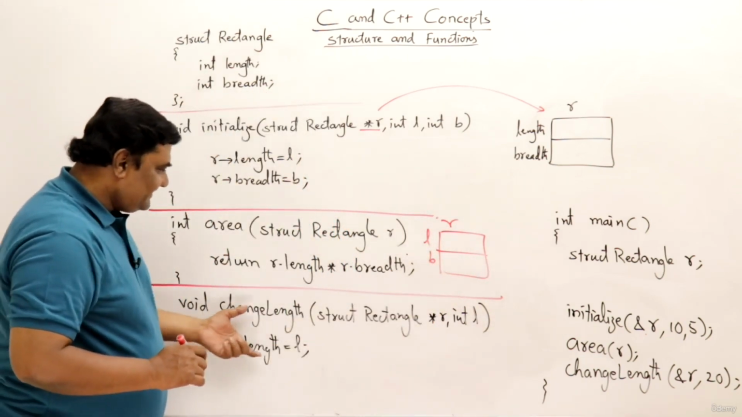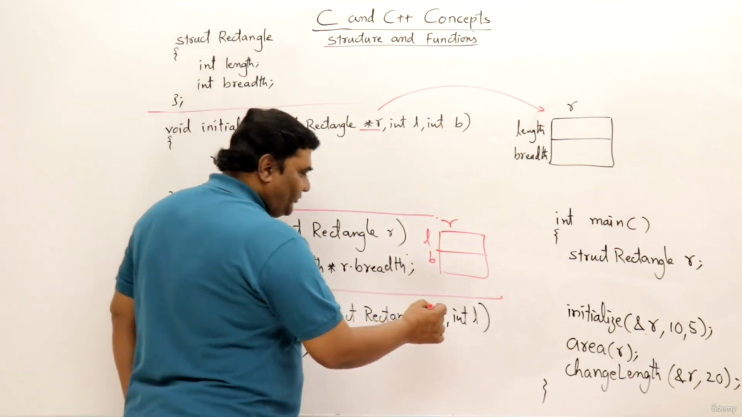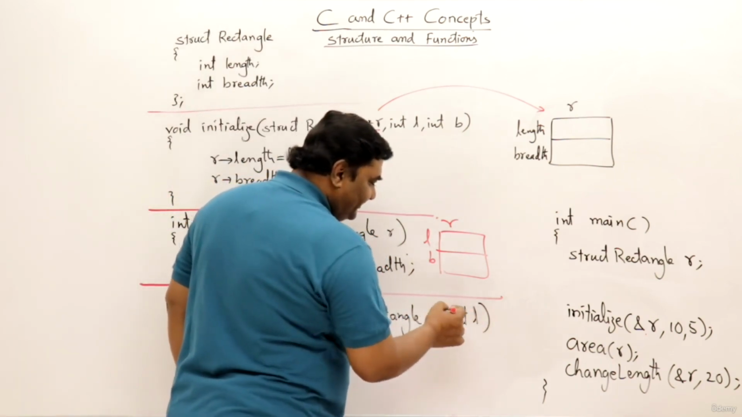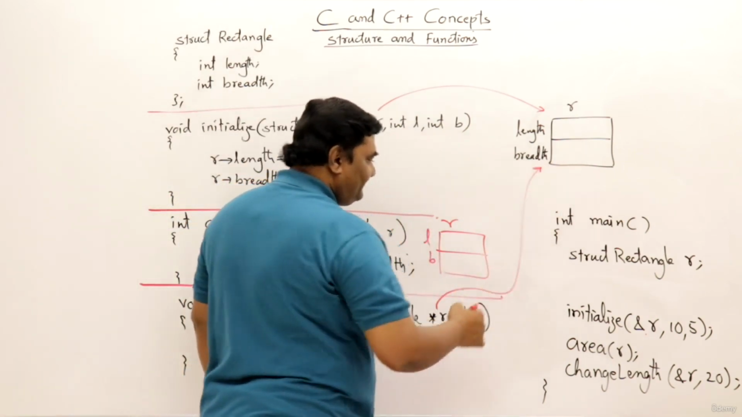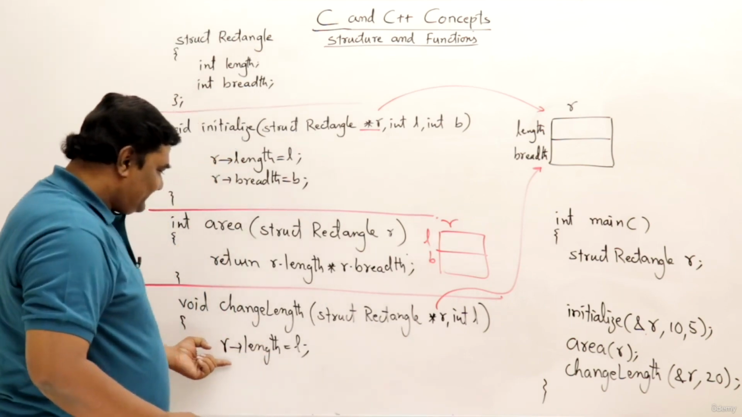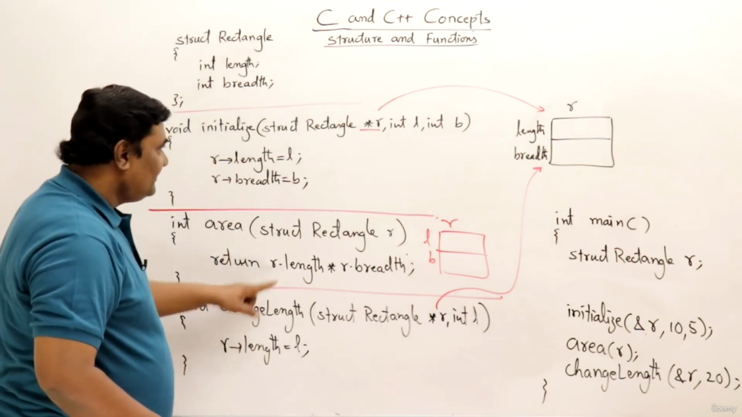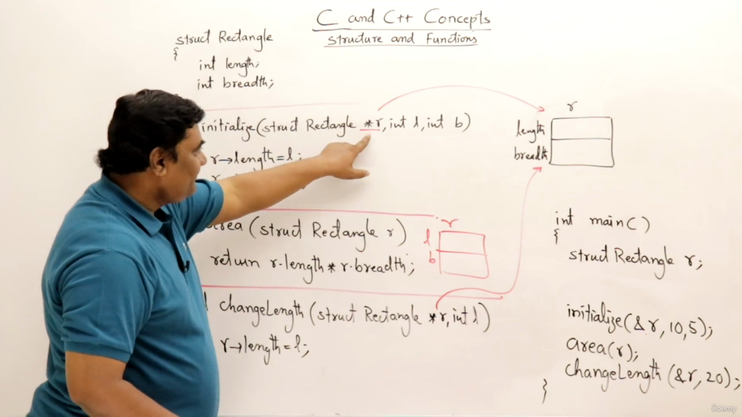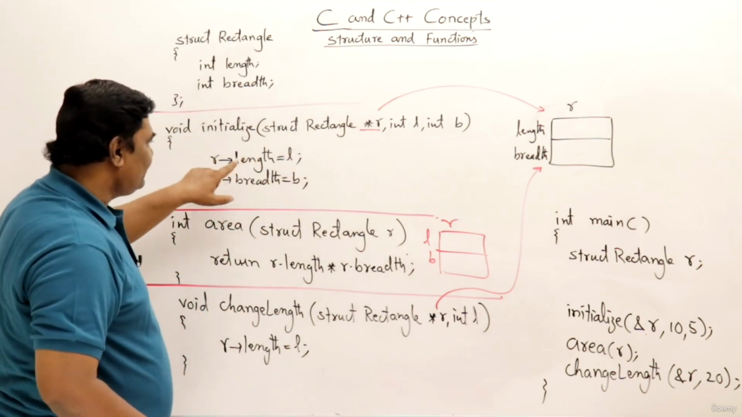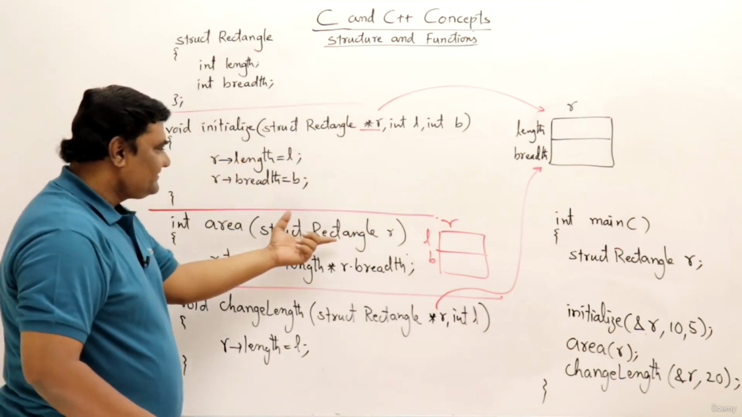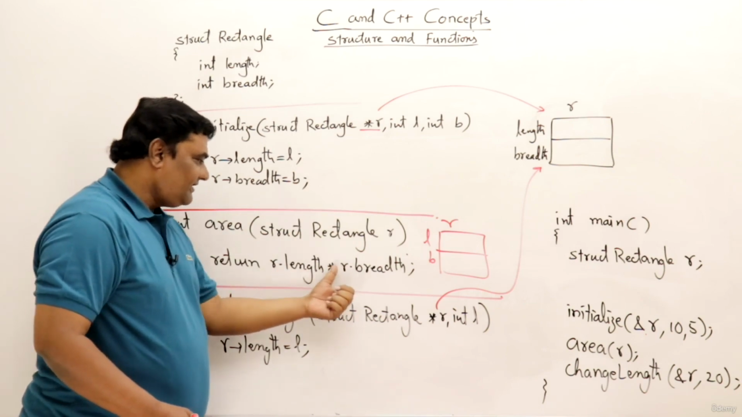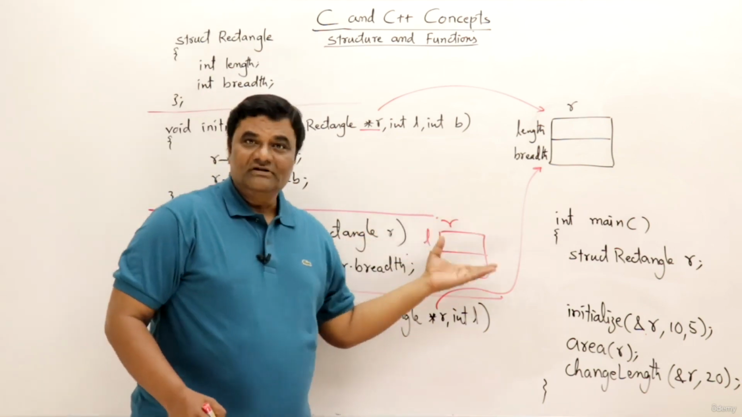And next, let us look at this change length function. This is having a pointer and another parameter, that is new length. So this is also pointing to the same thing, and it is just changing the length. These two functions are taking pointers. They are having call by address, so they are using arrows, and this is call by value, so this is using the dot operator, and it is accessing its own rectangle.